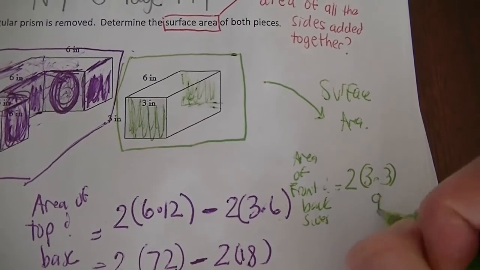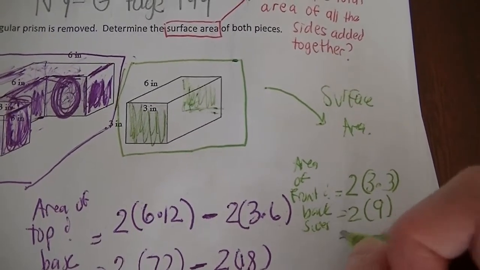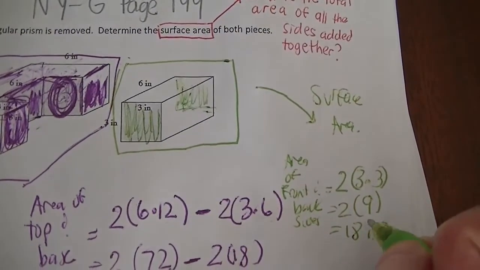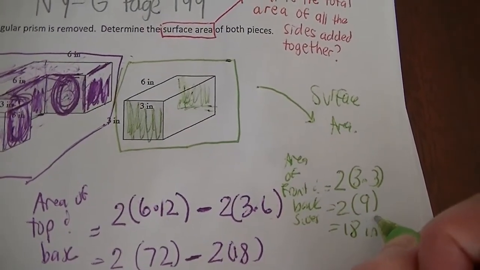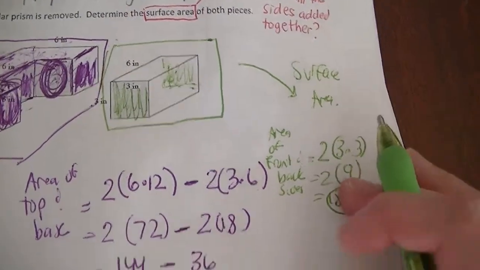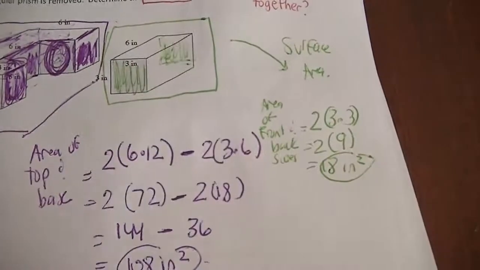So 3 times 3 is 9. 2 times 9 gives me 18. And it's in inches. And we're finding the area, so it's inches squared, or square inches, same thing. I'm going to circle that so I know at the very end, hey, you got to add all those things I circled together to get your grand total surface area of this prism.